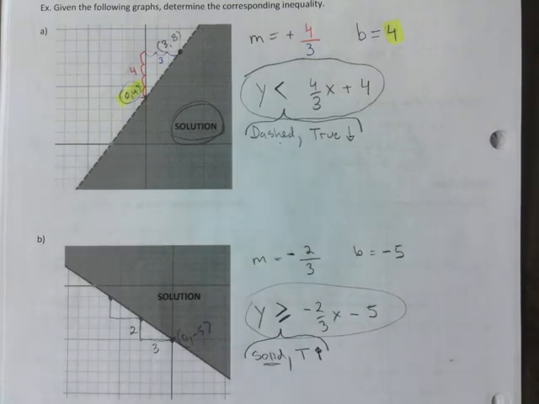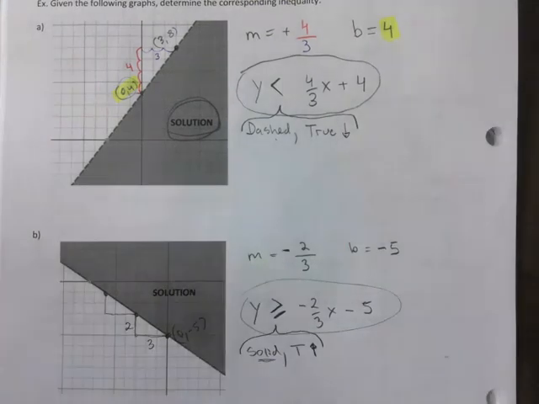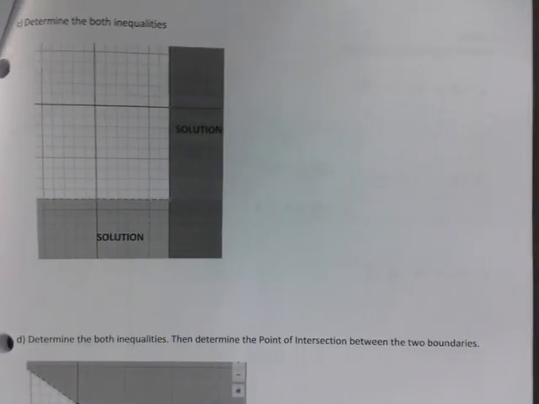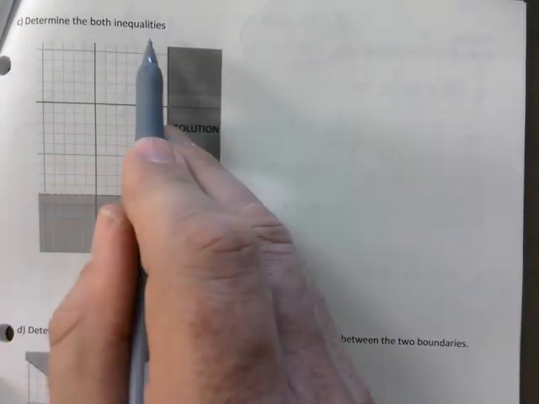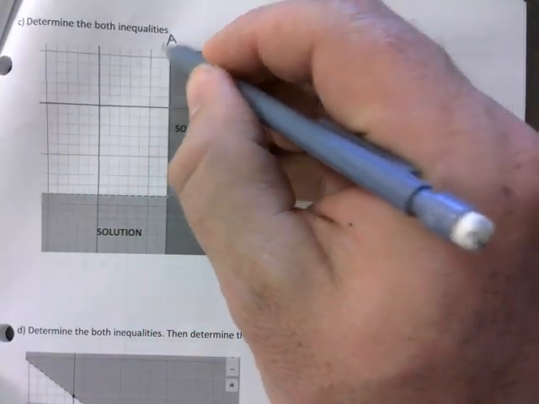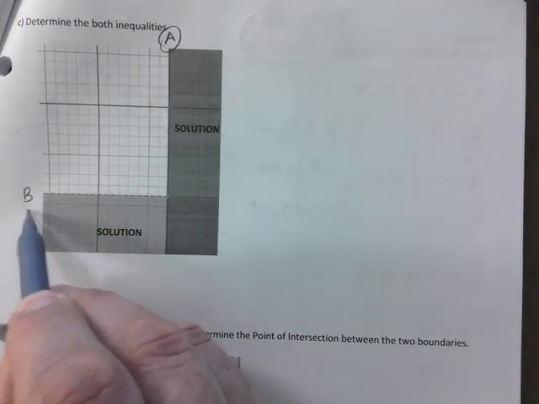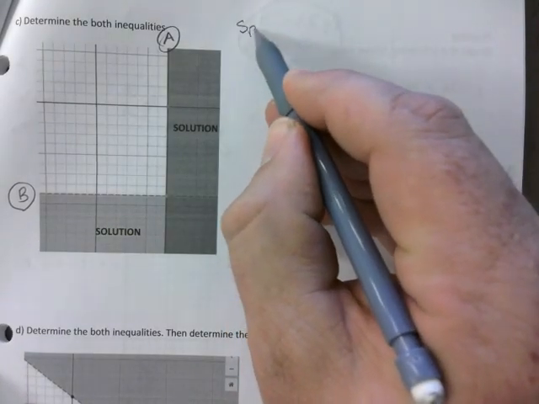Okay. Special cases. Special cases, then we'll do a mock AC before you go. See if you know how to do that one. I'm not going to take it in, but we're going to pretend like it's an AC, because that's what you're going to expect tomorrow. Determine both inequalities. So let's call this inequality A, and let's call this inequality B. Special cases, right?